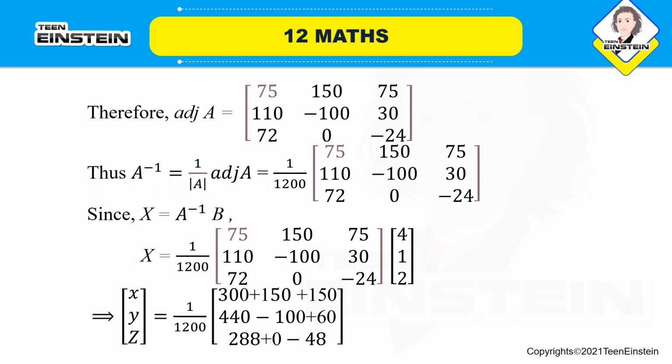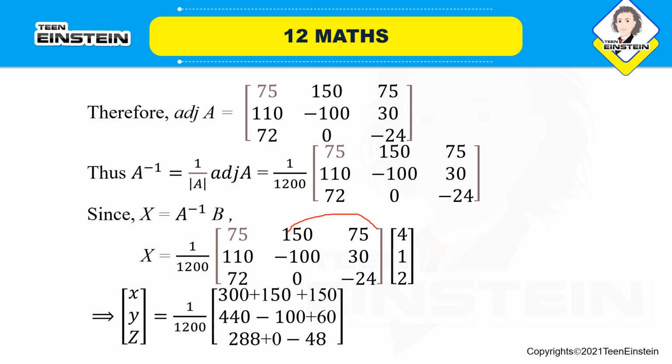Now I am calculating A inverse. It is 1 by determinant A into adjoint A. So 1 by, what is the value of determinant A? 1200. This is your adjoint A. Since A inverse exists, we can solve it for X. What is X? X is A inverse B. This is your A inverse and this is your B matrix. What is B matrix? The column matrix 4, 1, 2. Now take the product of these two matrices.